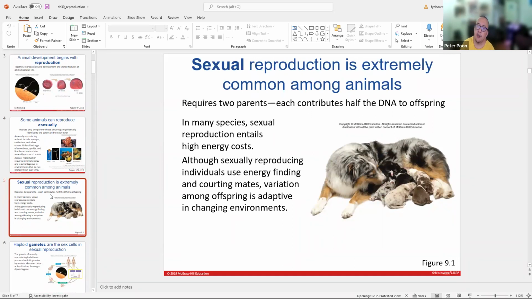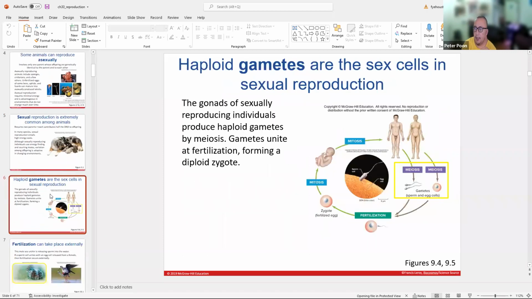Sexual reproduction is more common amongst animals. Sexual reproduction requires two parents. To do that, we produce haploid gamete cells. Haploid means half the DNA, and gametes are sperm and eggs.